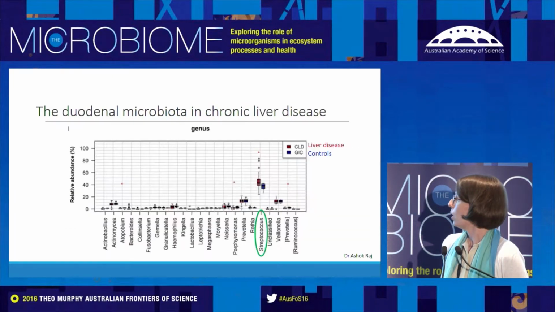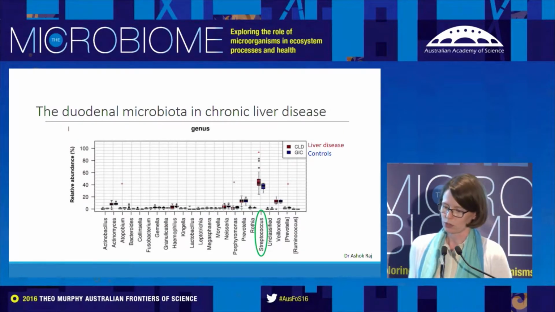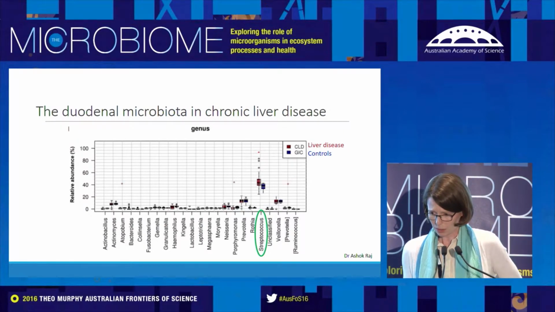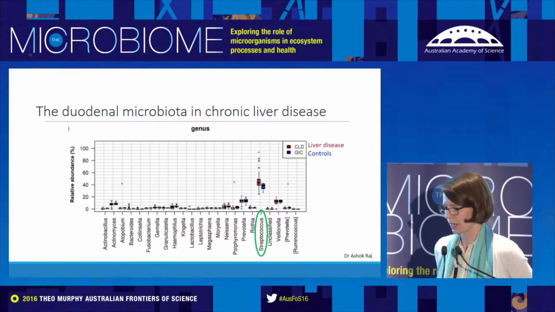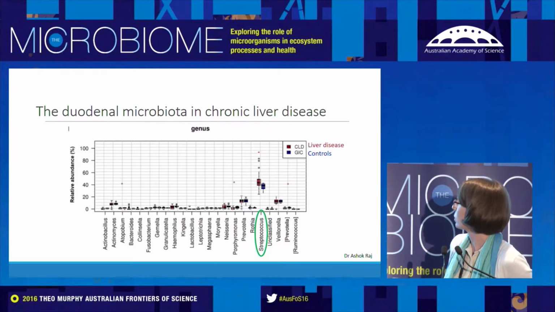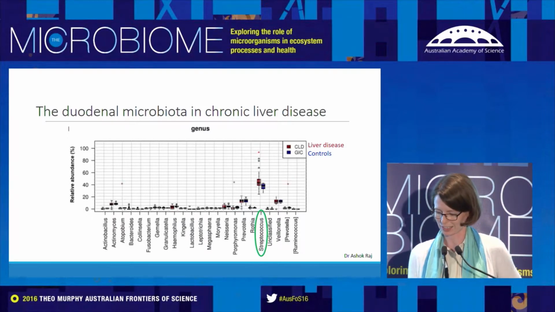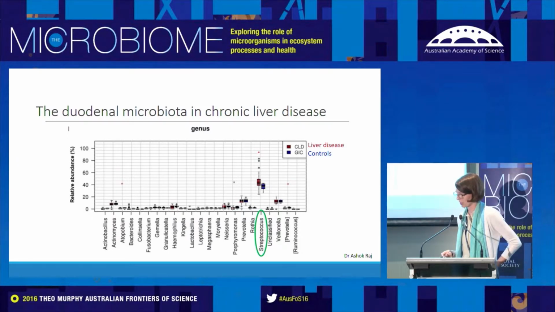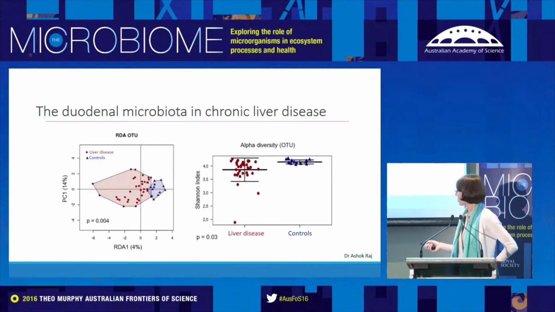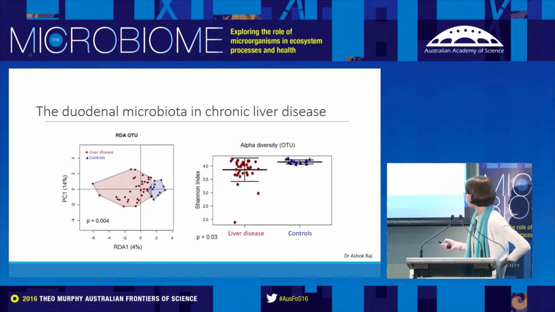Like we heard earlier about leaky gut and visceral fat and inflammation, the liver is also an important factor here. So similarly, we looked at duodenal biopsies in this particular data set. Again, we saw an increase in the streptococcus that we detected in the community. We can also observe differences in the overall microbial community between our controls and liver disease patients, and as is reported in many disorders, a decrease in diversity of the microbiota.